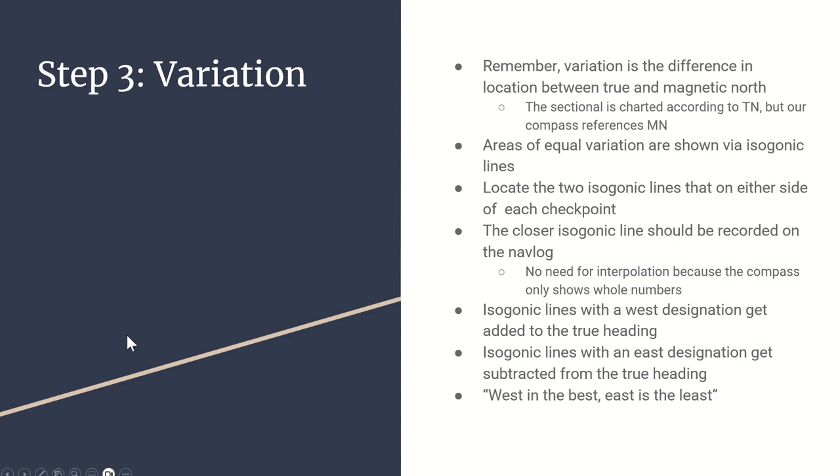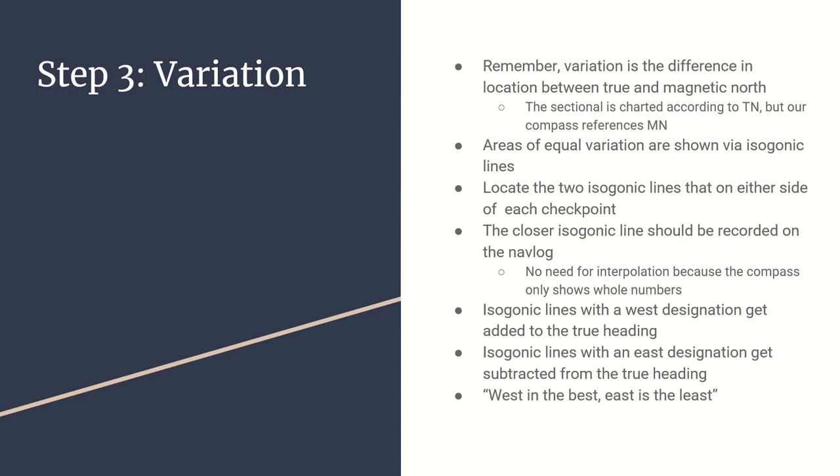When you are considering how much variation to account for, find the two isogonic lines on either side of each checkpoint, and then figure out which one is closer to the checkpoint. Whichever one is closer is the one that goes on the nav log. There's no need for interpolation here because it's already hard enough to adopt a specific heading on the compass. It's hard to go for 257 rather than 258, for example. So we don't want to make it any harder than it already is. Just take the closest whole number and throw that on your nav log.